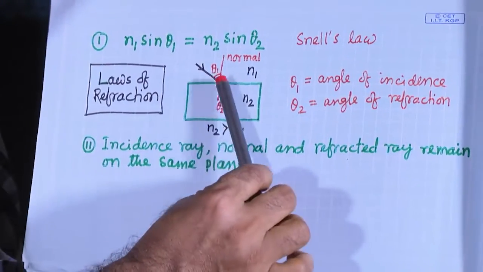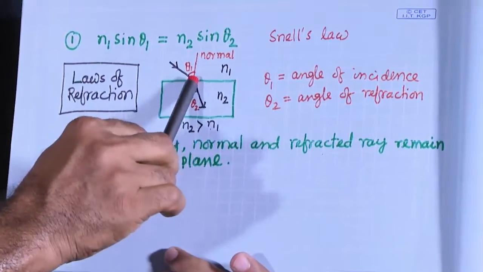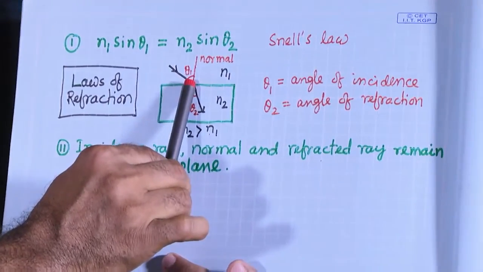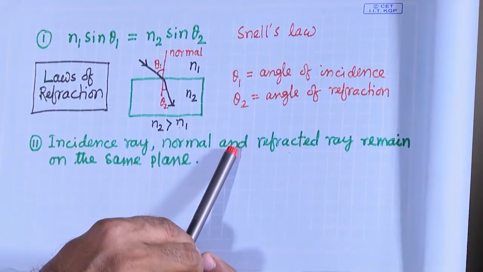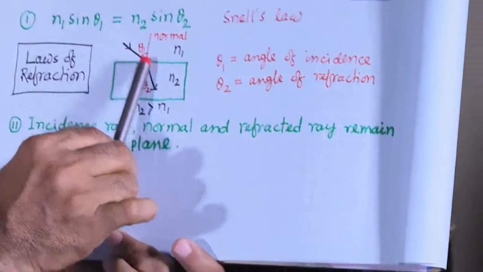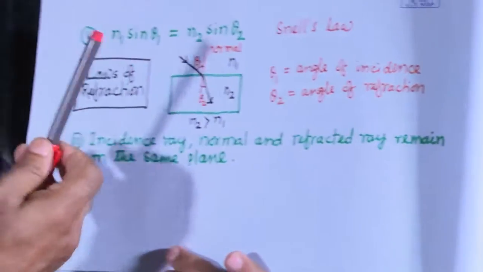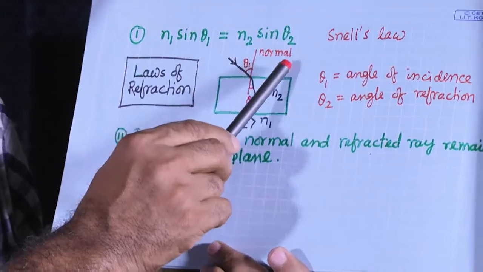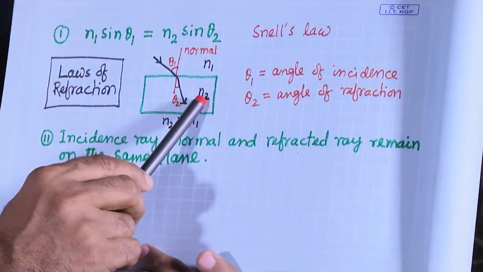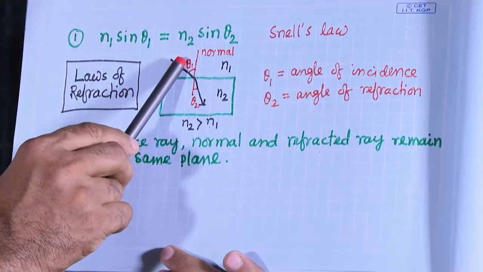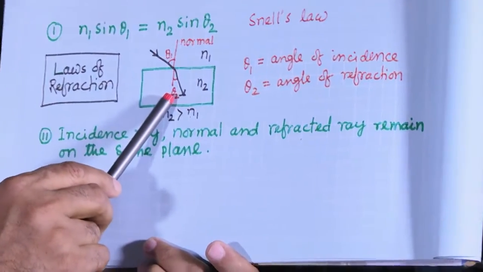So it can be refracted in this direction, it can be refracted in this direction, keeping the angle the same, but this direction is not allowed as per the second law, but as per the first law it's allowed. And the first law is basically Snell's law. Here n1 and n2 are the refractive indices of the first medium and second medium, and this is the incidence angle theta 1 and refracted angle theta 2.